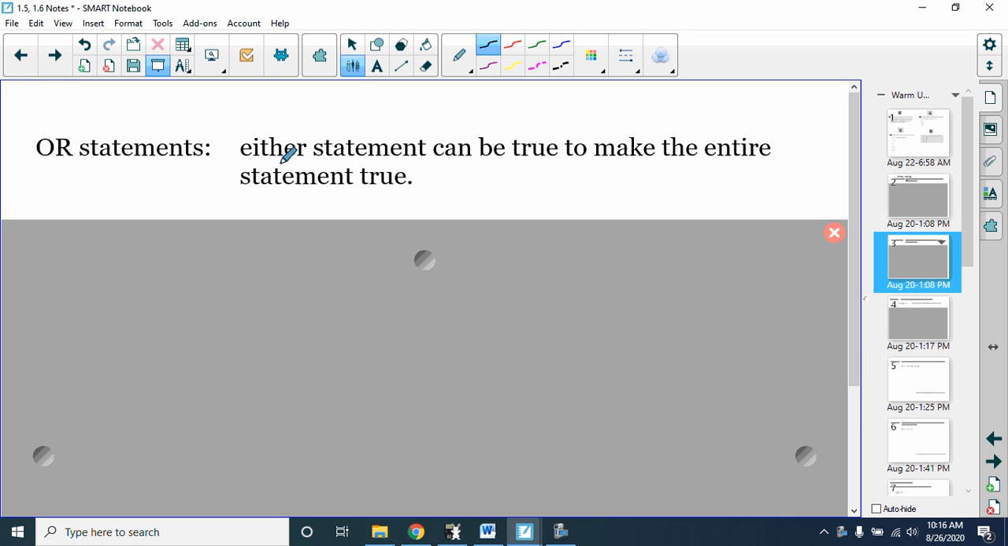For an or statement to be true, either statement could be true. For an or statement, we are going to shade each inequality because either of them could be true. So for an and statement, we want to shade in the overlap of the two inequalities. For an or statement, we're going to shade in each inequality.